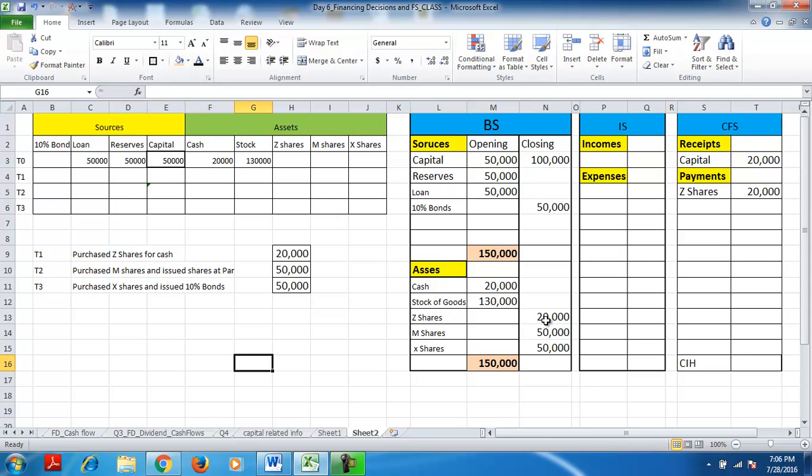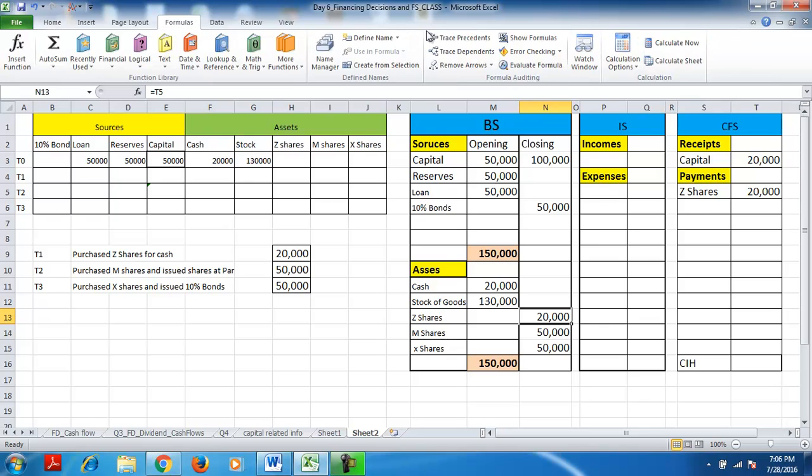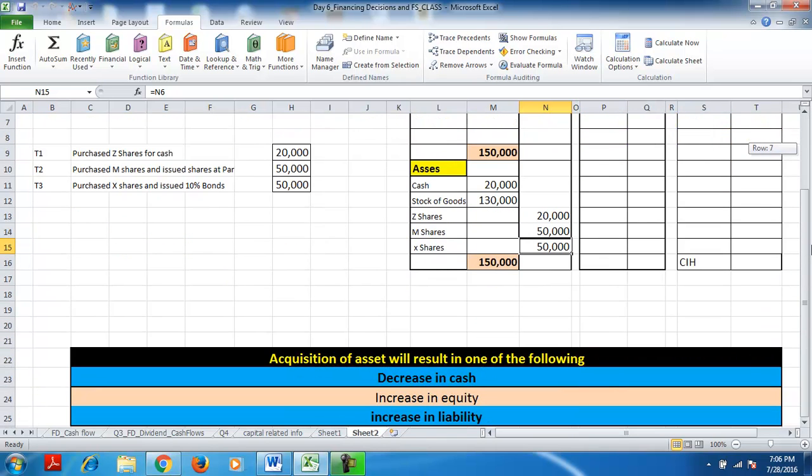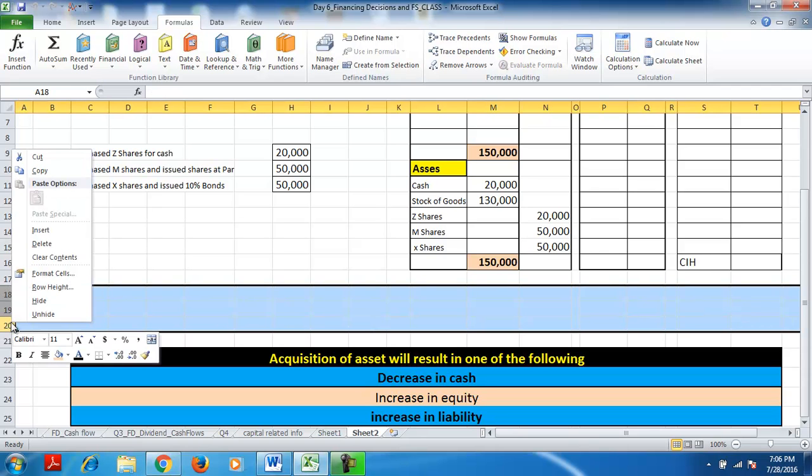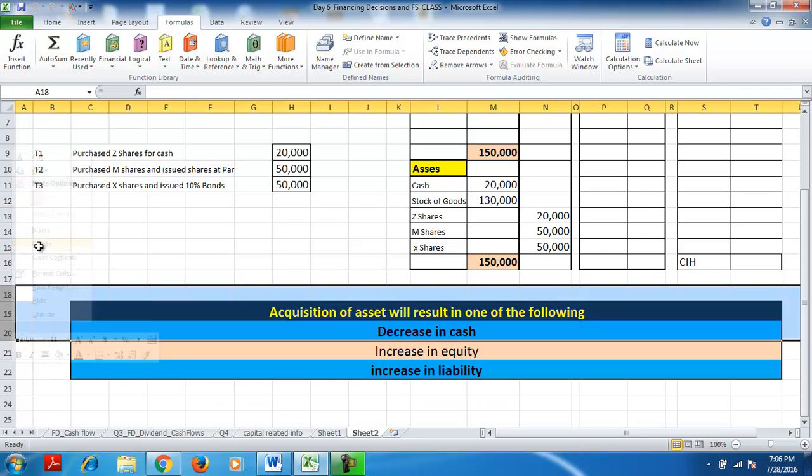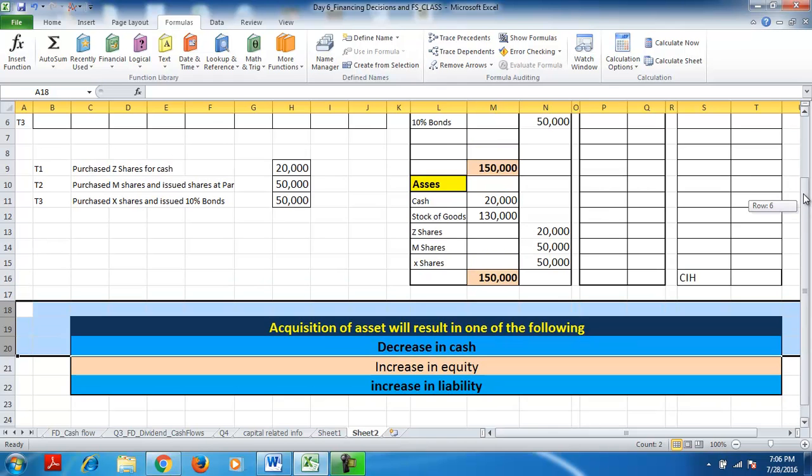Now if you observe these three, the first one has resulted in reduction of cash, the second one has resulted in an increase in capital, which leads to an increase in equity, and the third one is a creation of a liability. So whenever there is an acquisition of asset, as we mentioned here, it will result in either a decrease in cash, or creation of liability, or an increase in the equity.